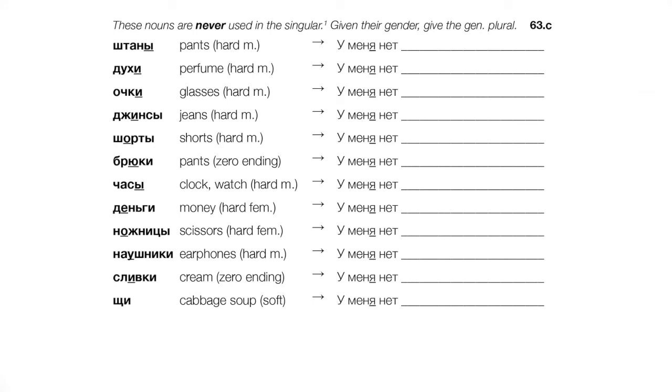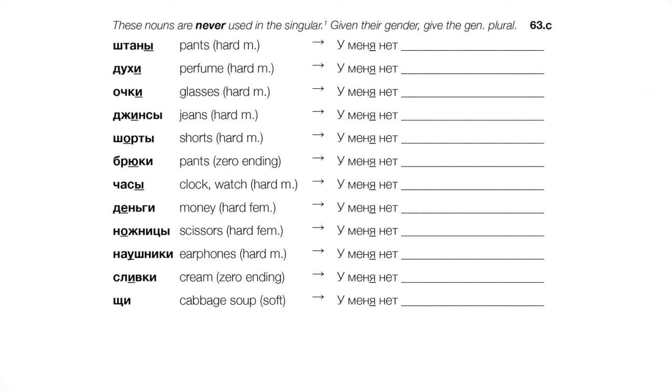Деньги. Okay, that's a hard feminine as we discussed. Деньга, I think, was the original form, which is never used anymore. У меня нет денег. Right, so zero ending, and there our mobile vowel is a yeah, clearly because we have a soft N. Денег. Ножницы, hard feminine. Okay, so we'll get zero ending here. У меня нет ножниц. Right, I have no scissors.